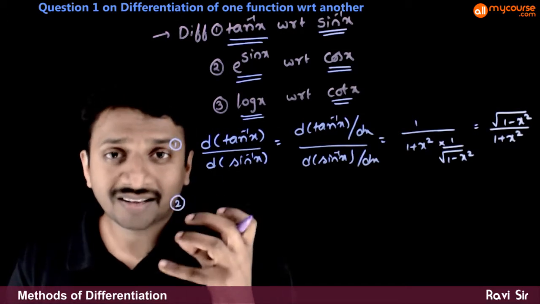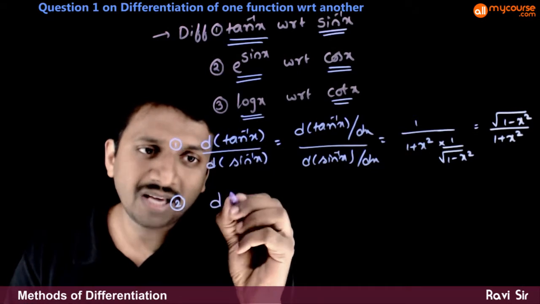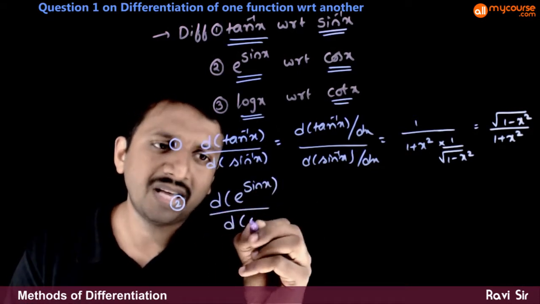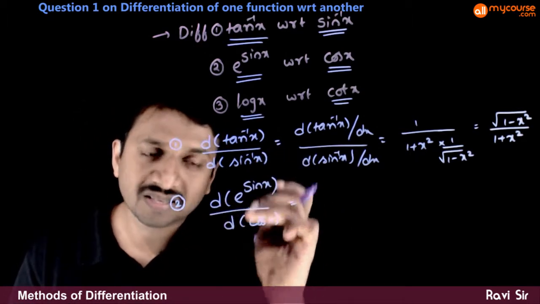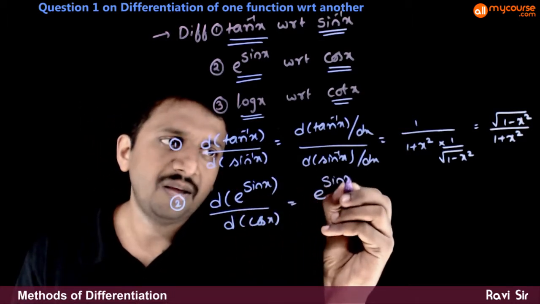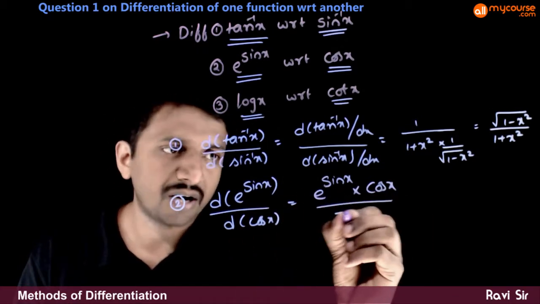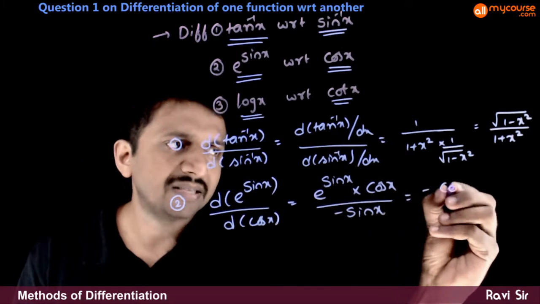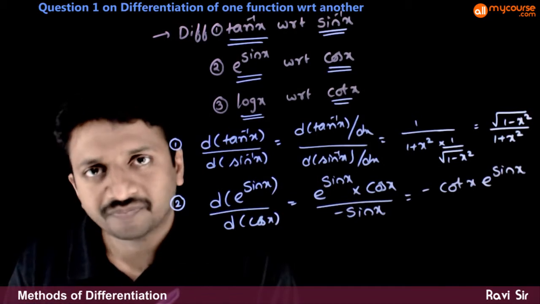So I hope you are getting the crux of what you need to do here. So differentiation of e power sin x by differentiation of cos x is nothing but the differentiation of this by differentiation of this. So what is the differentiation of e power sin x? E power sin x times cos x, by differentiation of cos x, which is minus sin x. As simple as this. So minus cot x times e power sin x is the answer.